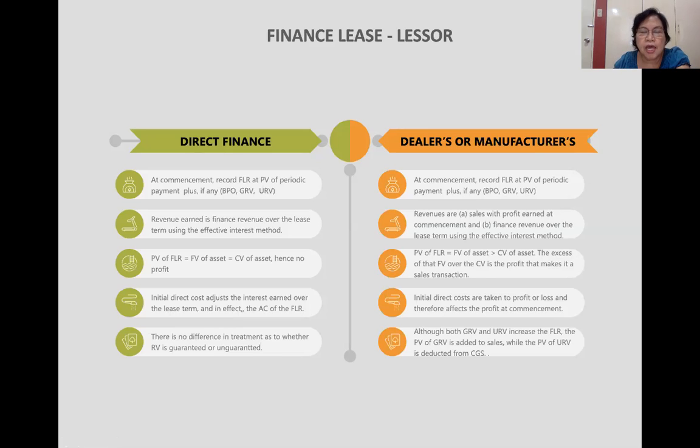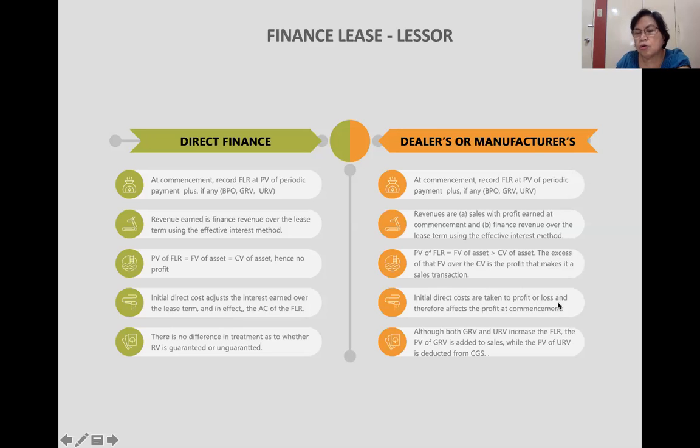So when we pay for initial direct costs under direct finance lease, we debit discount on finance lease receivable and credit cash. Therefore, decreasing the discount on finance lease receivable actually decreases the total interest revenue earned over the lease term. So the initial direct costs may sometimes require adjustment of the effective interest rate. Whereas under the dealers or manufacturers lease, any initial direct costs are taken to profit or loss.